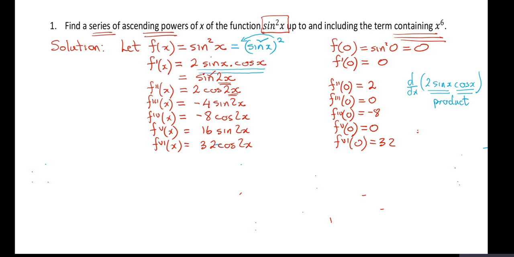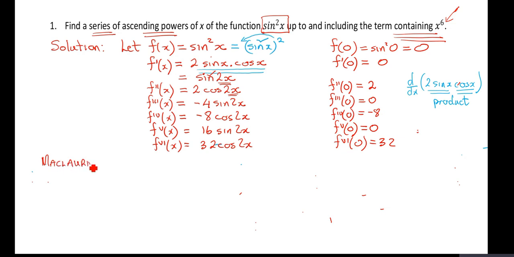So I had to go and continue up to the sixth derivative. Why? Because the question required us to go up to the term containing x to the power 6. And why would I stop at x to the power 6? According to the Maclaurin series, let's write down the formula of the Maclaurin series. Just a quick recap.